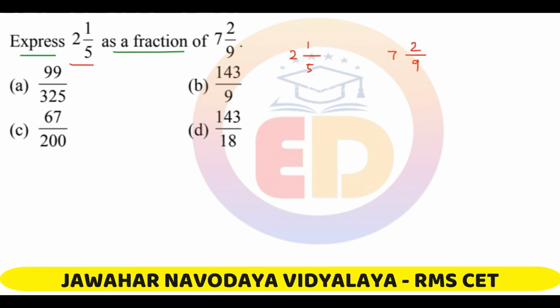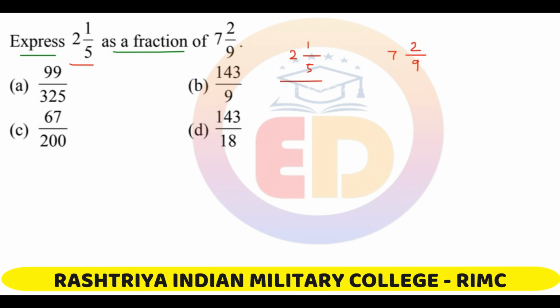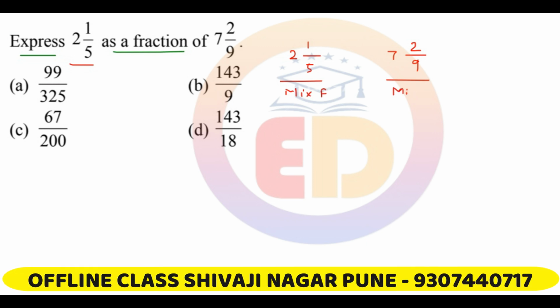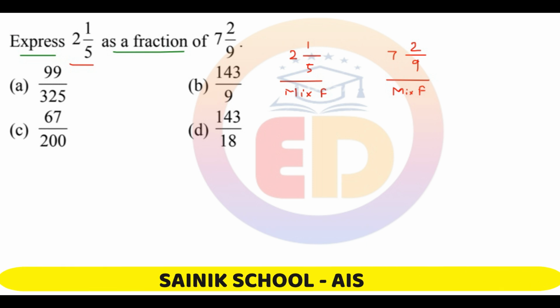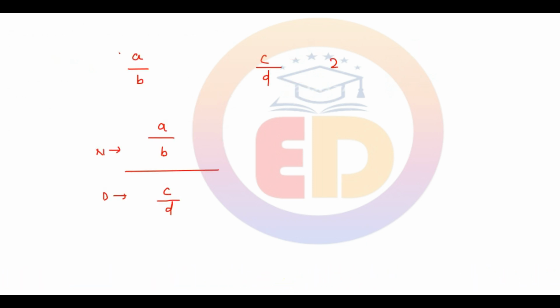So what we have to do is we have to first convert these two mixed fractions to improper fractions. Now let us convert 2 whole 1 upon 5, a mixed fraction, into an improper fraction. 2 whole 1 upon 5. Multiply the denominator 5 with 2. 5 multiplied by 2 is 10, and add the numerator plus 1. 10 plus 1 is 11. This will be my numerator. So 2 whole 1 upon 5 will become 11 upon 5.